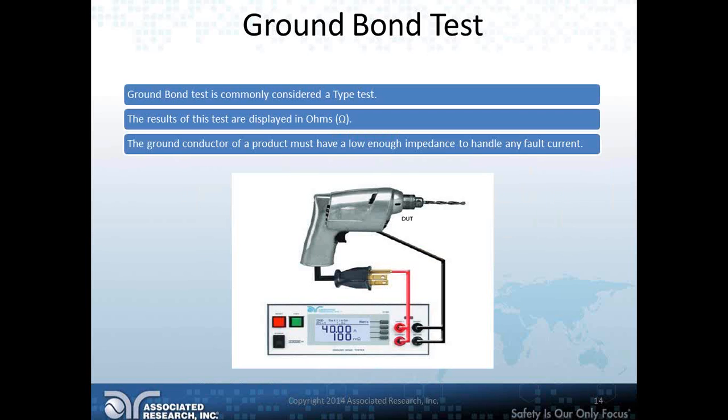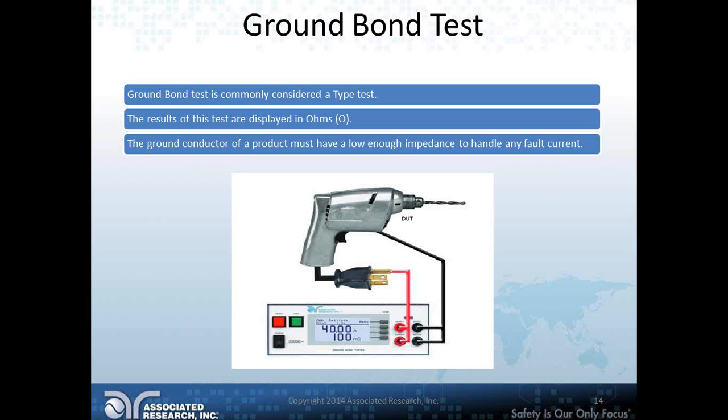A few other considerations for the ground bond test are that this test is commonly specified as a type test. The results of the test are displayed in ohms. And the catch here is that the ground conductor of a product must have a low enough impedance to handle any fault current. So in case something goes wrong in your product and there's a fault current within your product, the ground circuit should be low enough impedance, since current is always going to follow the path of least resistance. So the ground circuit should be a very low impedance circuit.